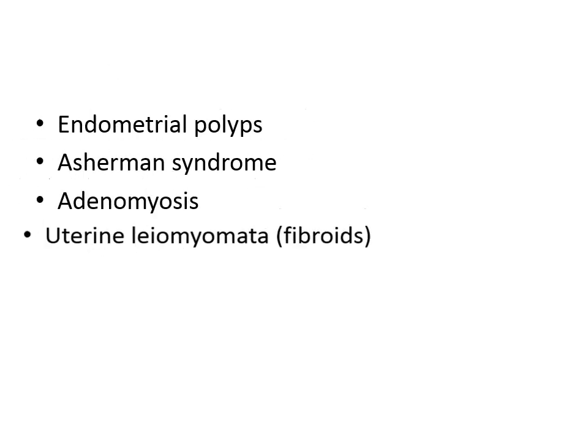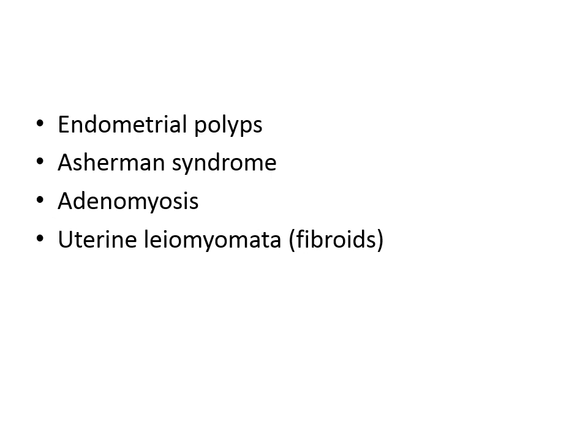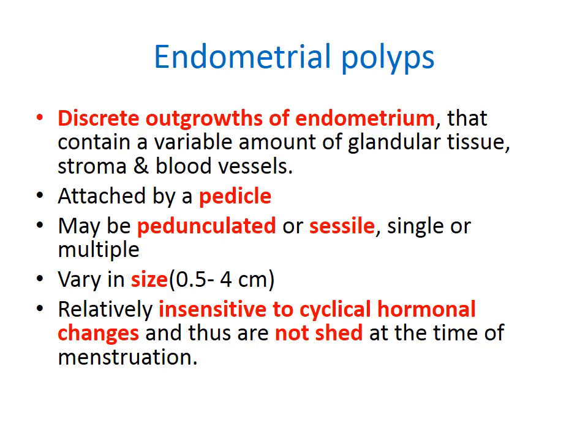Today I will talk about some of the most common benign diseases or conditions affecting the uterus. These include endometrial polyps, Asherman syndrome, adenomyosis, and uterine leiomyomata, which are known as uterine fibroids. Okay, starting from endometrial polyps.